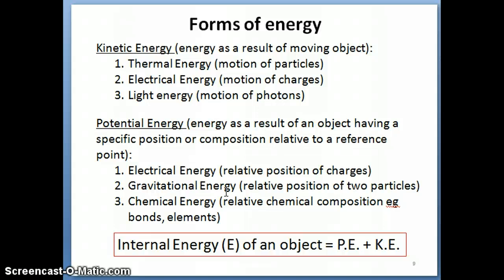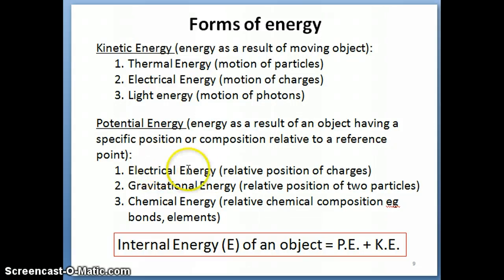If you're talking about Earth's gravitational energy, that's the surface of the Earth. If you're talking about the Moon's gravitational energy, then the actual center of the Moon is what the reference point would be. Now we can talk about other types of potential energy as well.